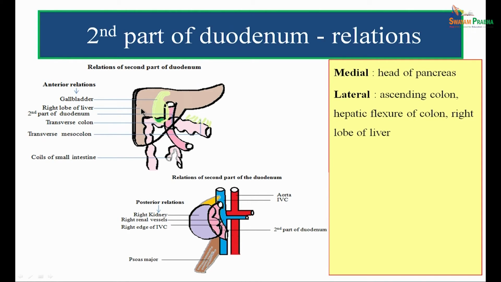Laterally, it is related to the ascending colon, the superior flexure or the hepatic flexure of the colon and the right lobe of the liver. So, to go through the relations once again, anterior relations will be formed by the gallbladder, the right lobe of the liver, the transverse colon and the transverse mesocolon. Posteriorly, it is related to the right kidney, the right renal vessels and the right edge of the IVC. Medially, the concavity will be occupying the head of the pancreas. Laterally, it is related to the ascending colon, the hepatic flexure of the colon and the right lobe of the liver.